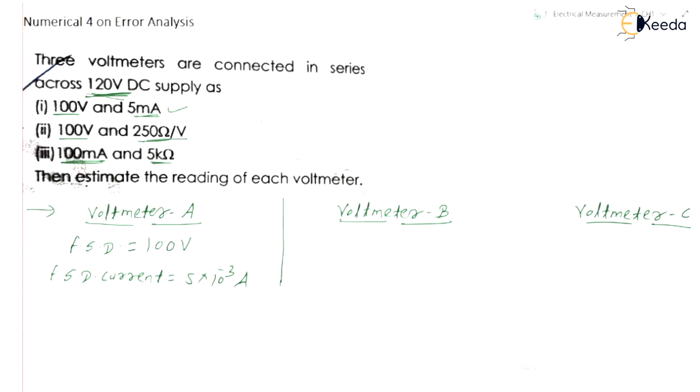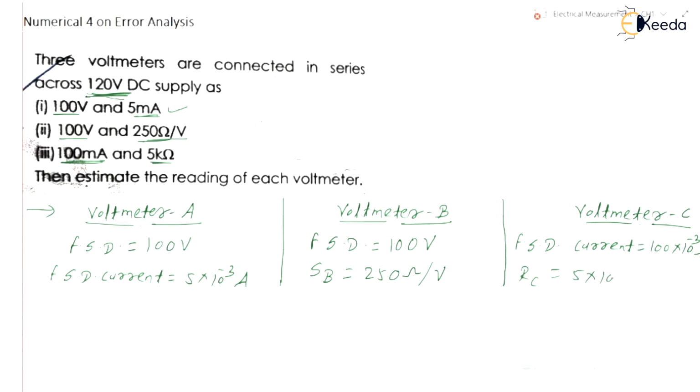For the second voltmeter, full scale deflection is equal to 100 volt and sensitivity, that is SB, is given. It is 250 ohm per volt. Okay. Next, for the third voltmeter, the full scale deflection current is given. Yes, it is equal to 100 milliampere, 100 into 10 to the power minus 3 ampere. And the total resistance of the third voltmeter is given. It is 5 into 10 to the power 3 ohm. Okay, 5 kilo ohm. It is given.